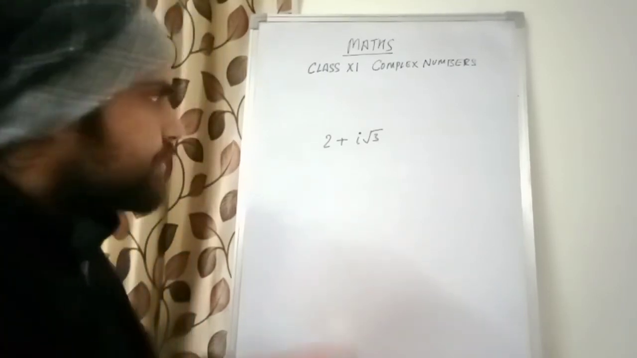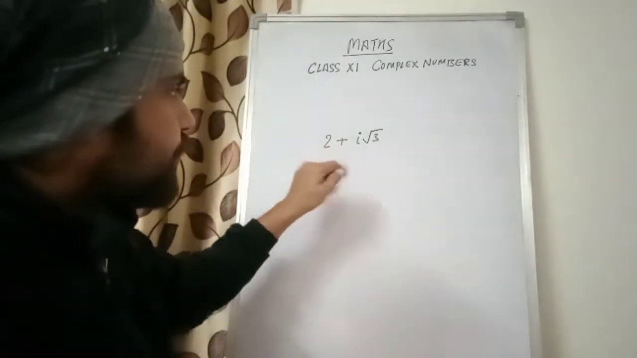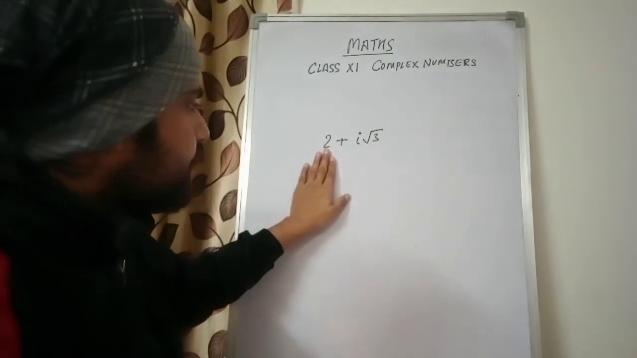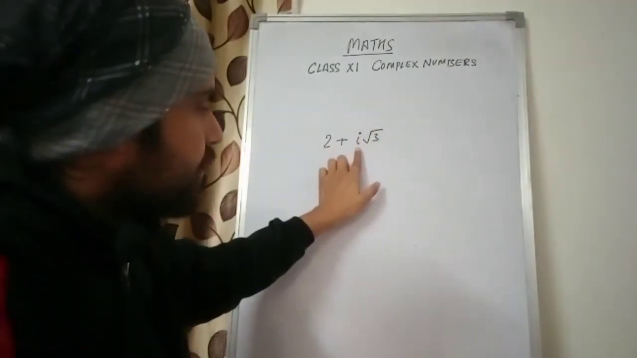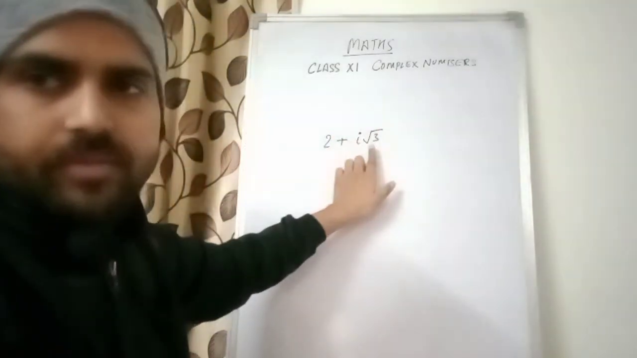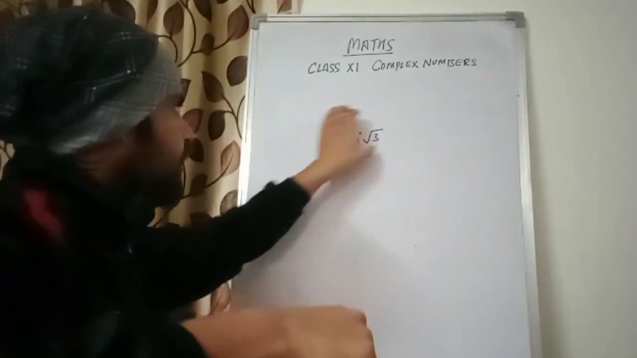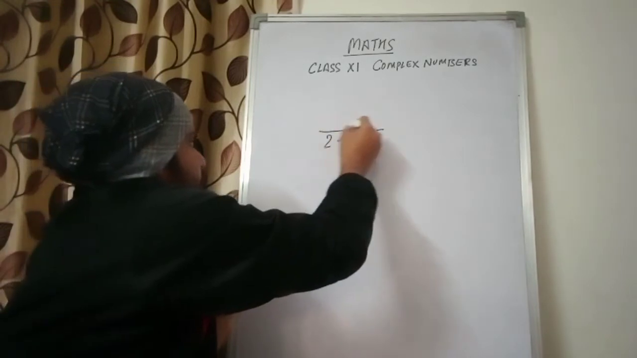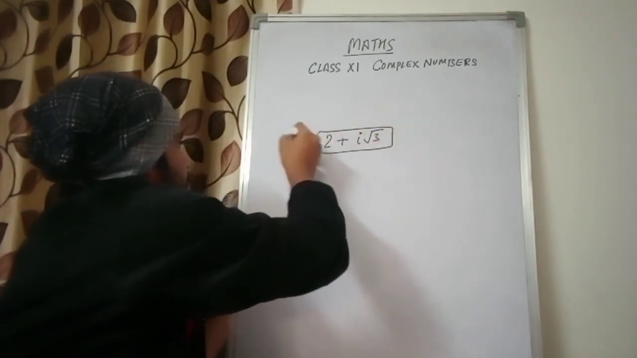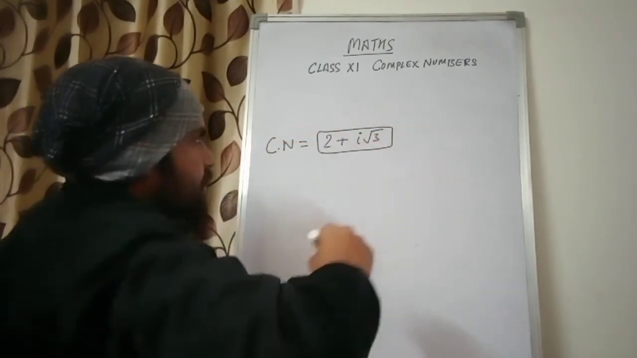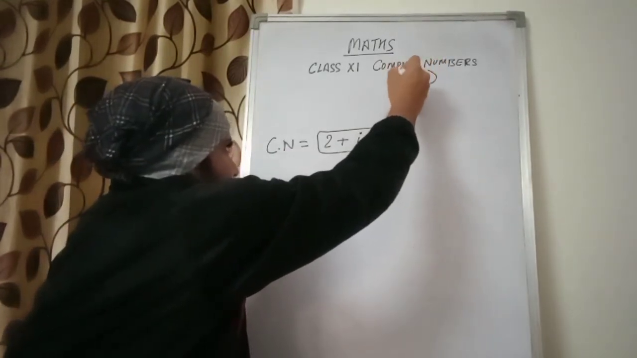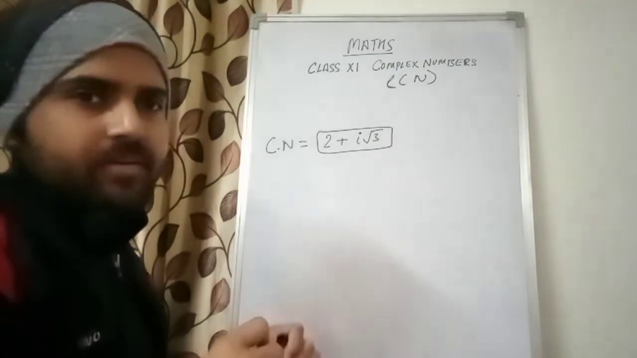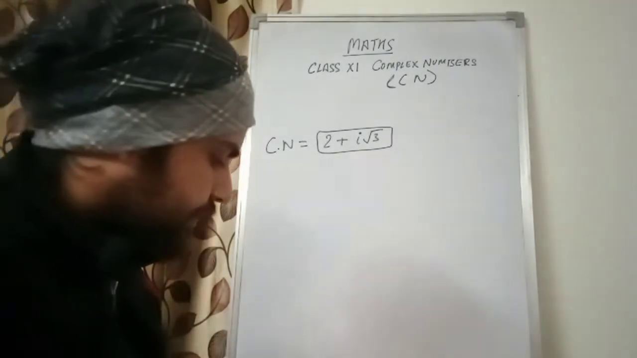Now let's say this is your number and it has two parts. One part is the real part, and the part which has this i will be called the imaginary part. So this whole number will be called a complex number. I'm denoting complex number with Cn because I'm not going to write complex number again and again.